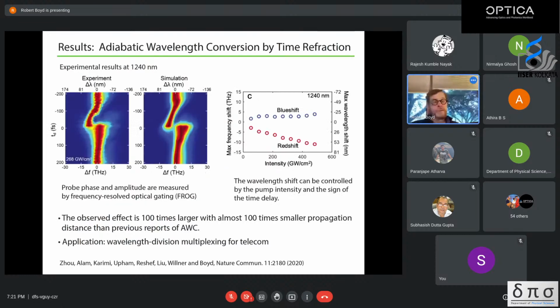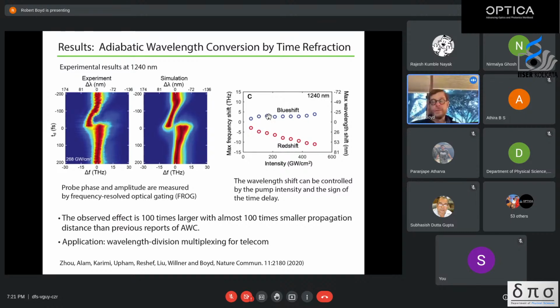And here are the results. Experiment and simulation are in very, very good agreement. Let's take a look at the numbers. Here, as we control the time delay between the signal and the pump pulse, we change the frequency shift. The frequency shift can be made to be either positive or negative. The total shift, well, it's easier to say it in terms of wavelength. We get a total shift in wavelength of about 80 nanometers.